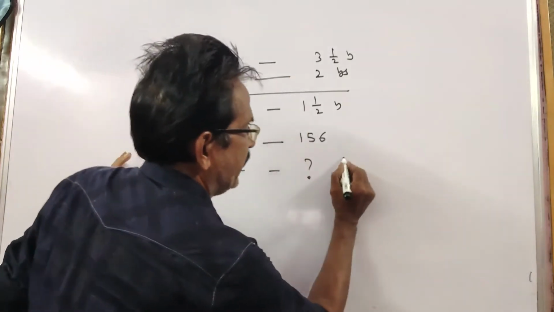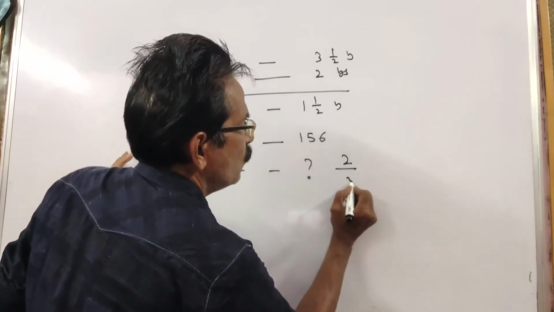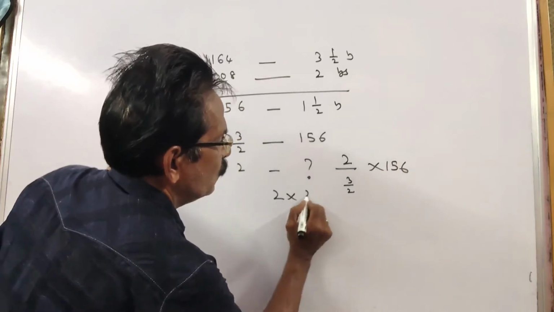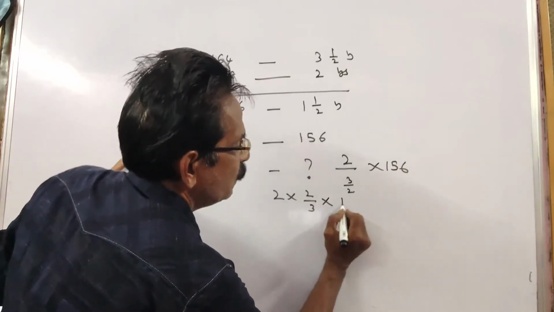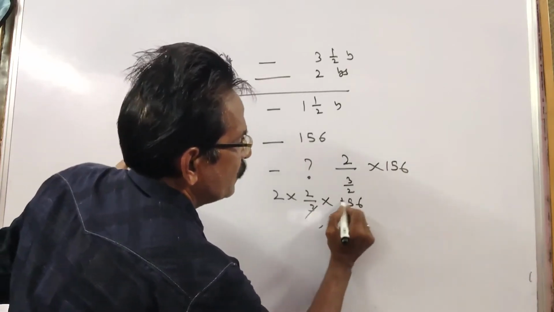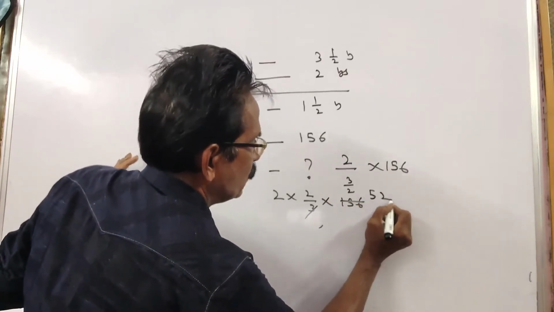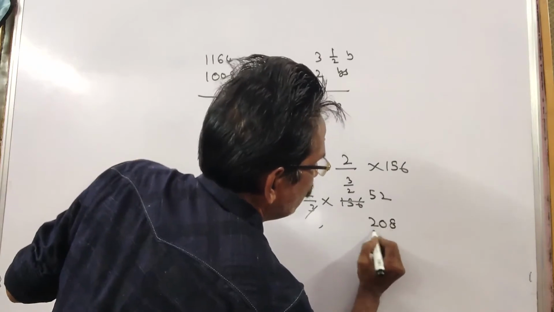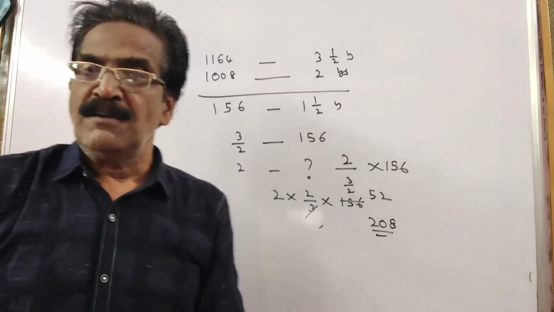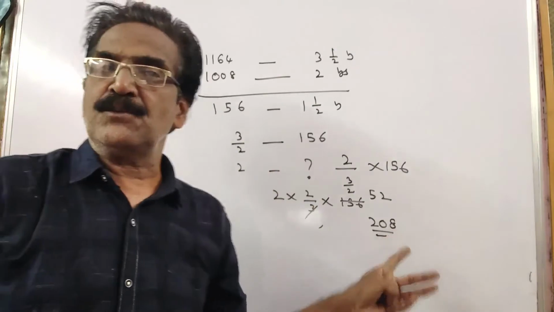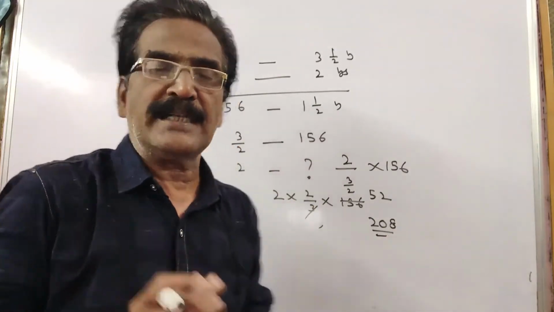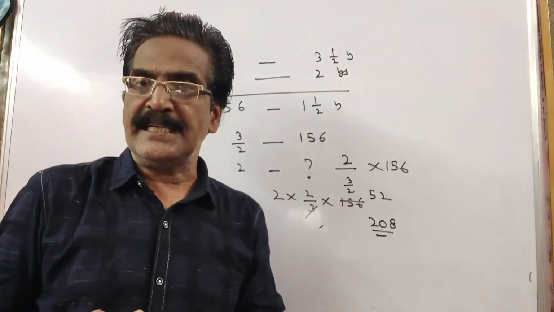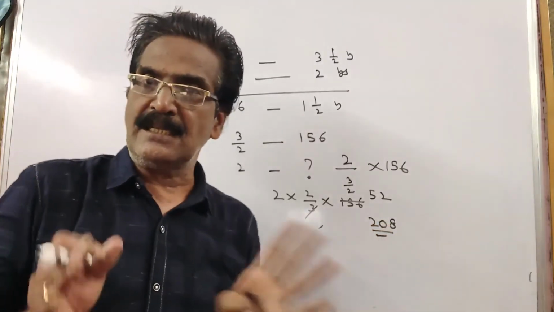So 2 divided by 3/2 into 156, that is 2 into 2/3 into 156. So 3 5s, 3 2s, 2 into 2 is 4, 4 2s 8, 4 5s 20. So for 2 years you get an interest of rupees 208. So this 1008 includes an interest of rupees 208.